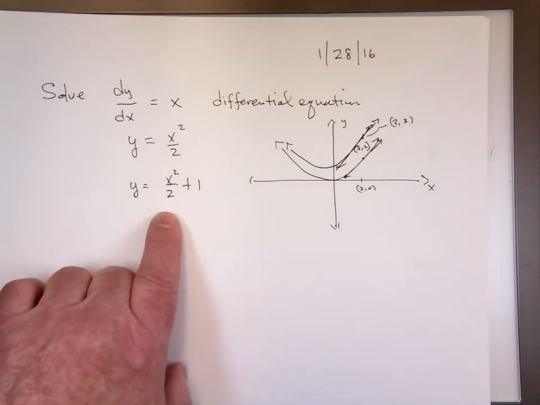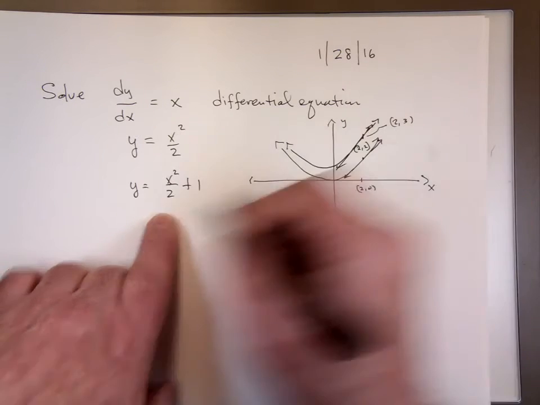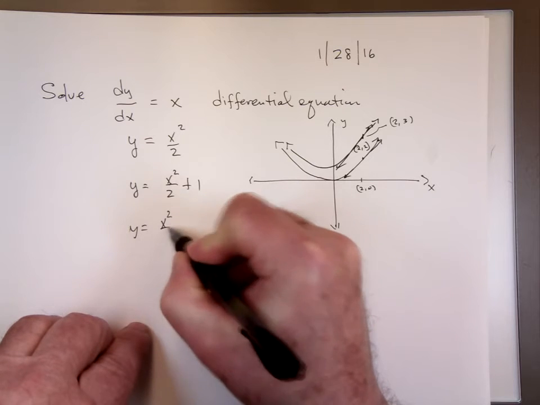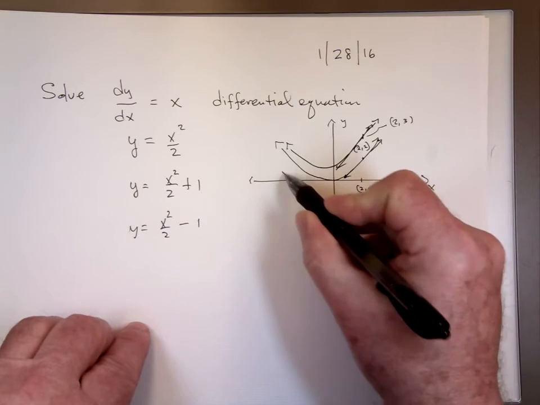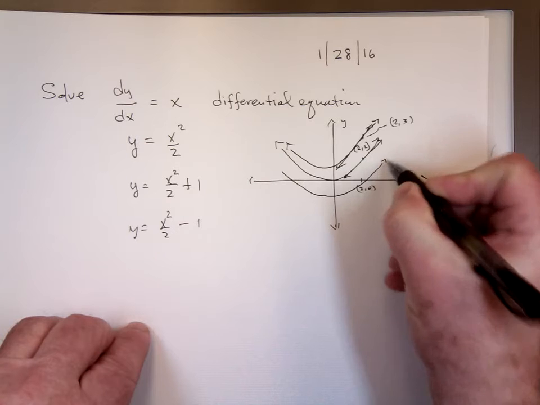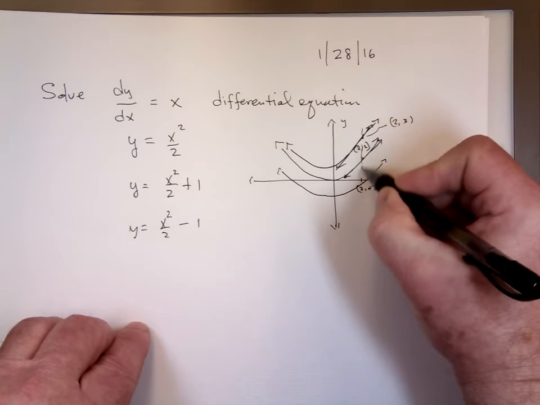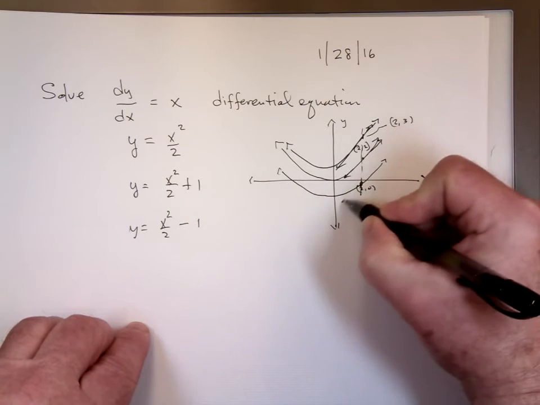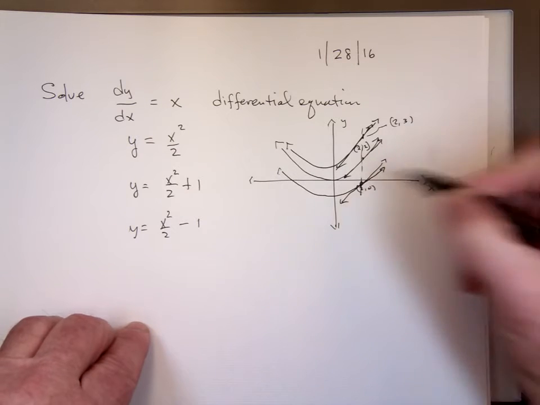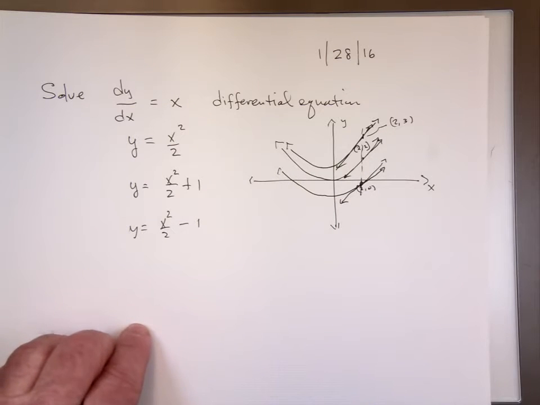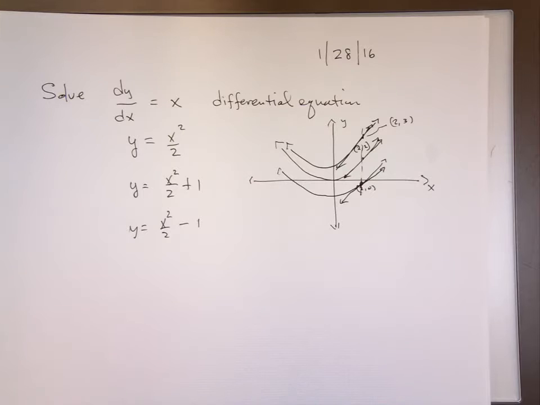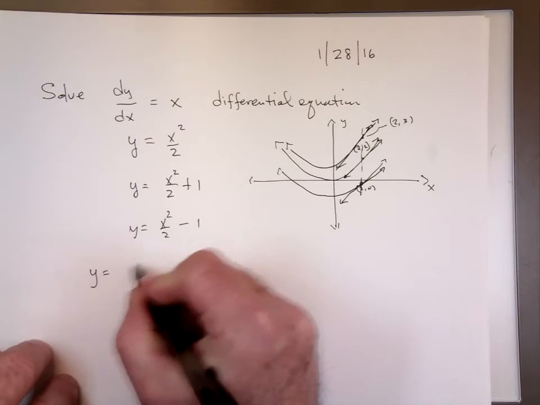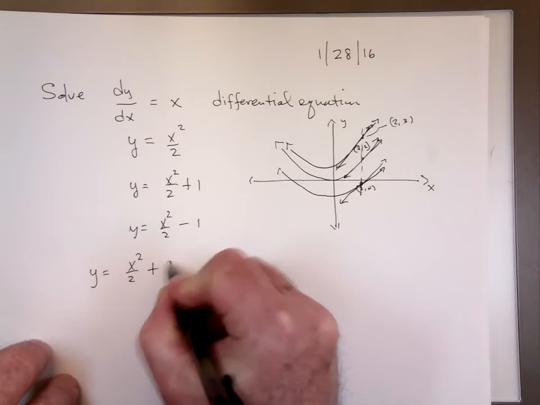Okay? If I were to take x squared over 2 minus 1, that would be this graph. Take the same point, find the slope of the tangent line, its slope would also be 2. Okay? This is a family of functions, each of which solves that differential equation. And what he did, he generalized it to be y equals x squared over 2 plus a constant. Okay?